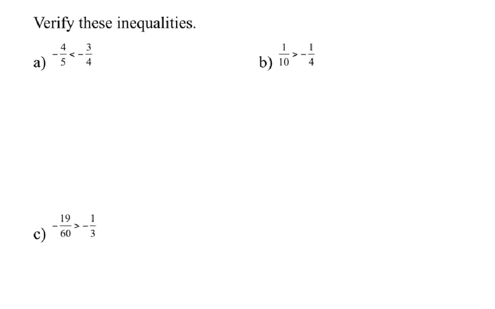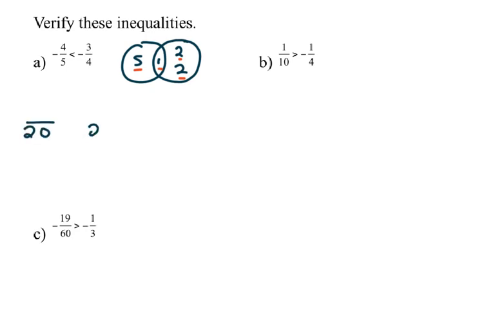The first way I'm going to show with letter A is by using the idea of common denominators and equivalent fractions. And so let's take a look at 5 and 4 and make our Venn diagrams with their factors. And so 5 is 5 times 1. 4 is 2 times 2 times 1. Using the Venn diagram, we're going to have 5, 1, 2, 2. So 5 times 1 times 2 times 2 is going to give us a least common denominator of 20.